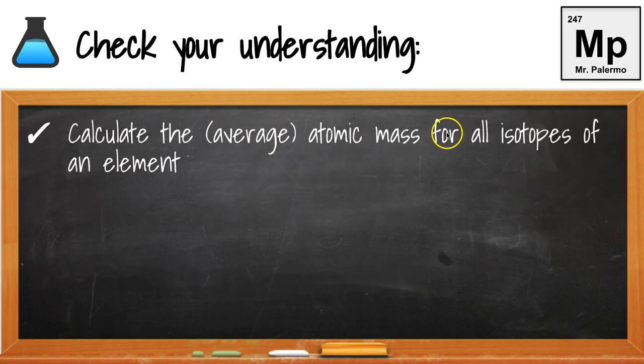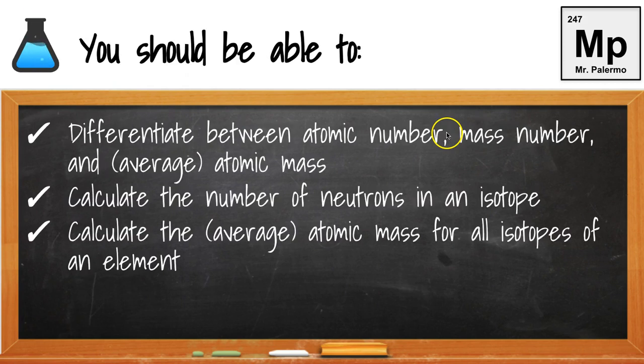So let's check your understanding. Can you calculate the average atomic mass for all isotopes of an element? At this point, you should be able to differentiate between atomic number, mass number, and average atomic mass, calculate the number of neutrons in an isotope, and calculate the average atomic mass for all isotopes of an element.